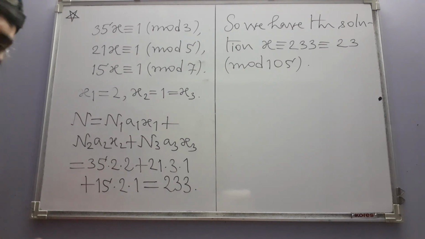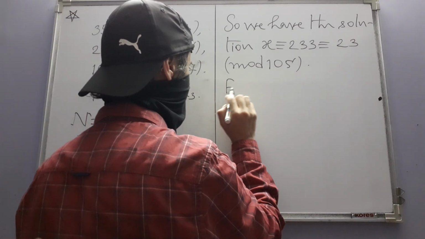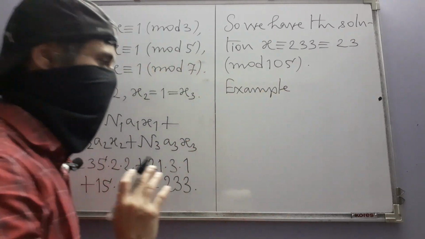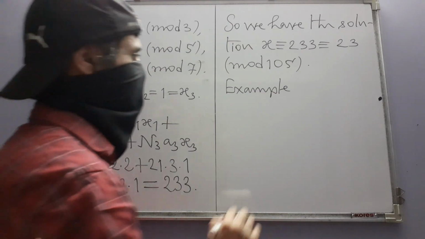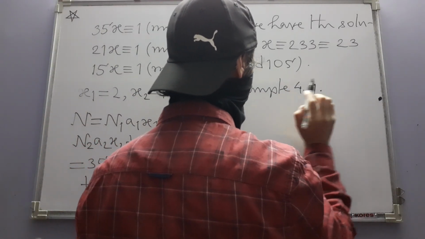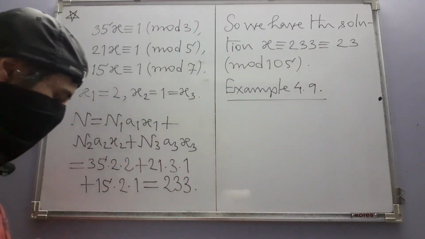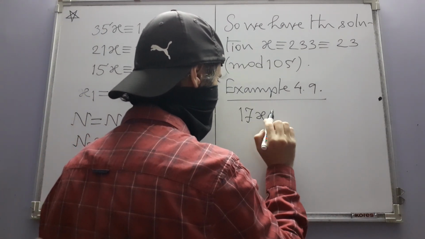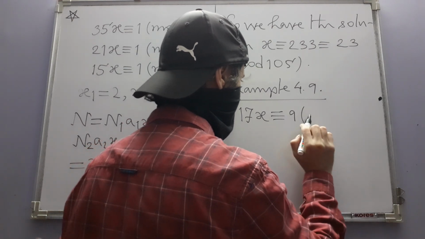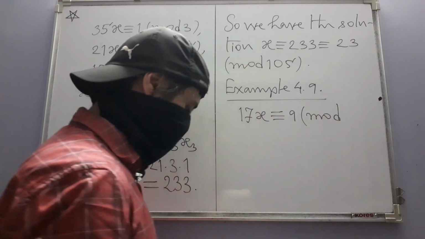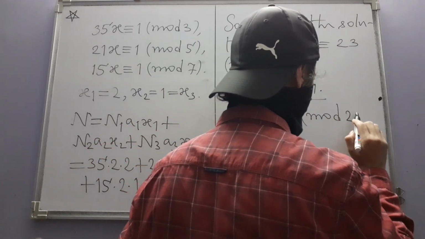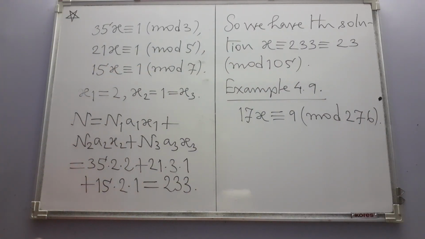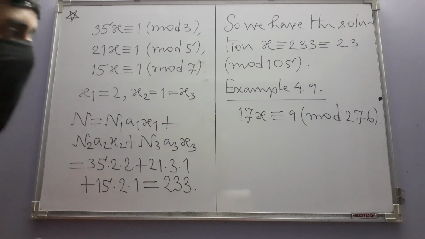Now next let's see another. Here however we won't initially have a system of congruences but only one congruence. And that congruence is going to be this: 17x is congruent to 9 modulo 276. Now we are going to first of all factorize the modulus.